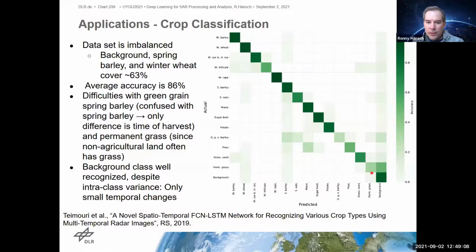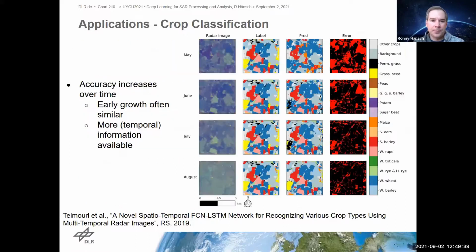The other confusion is permanent grass down here that was confused with the background class. And the reason is that the background class was basically everything that is not an agricultural field. And a lot of things that are not agricultural fields are grassland, right? Or urban areas and so on as well, or water areas, but also a lot of grassland. So this is why we have a big confusion here. But in general, the accuracy was working rather well for crop type classification on multi-temporal data.